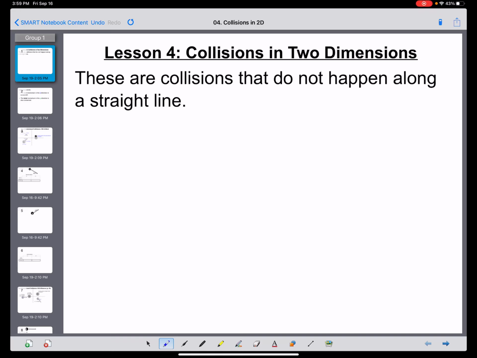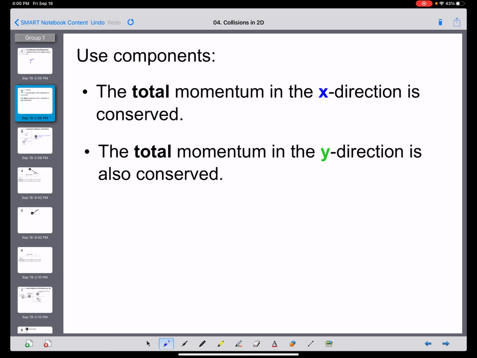Lesson 4, collisions in 2 dimensions. So these are collisions that do not happen in a straight line. For example, if we had a car traveling north and it crashed into a car traveling east, that would be a 2-dimensional collision. When we're working with 2-dimensional collisions, we have to follow some rules.